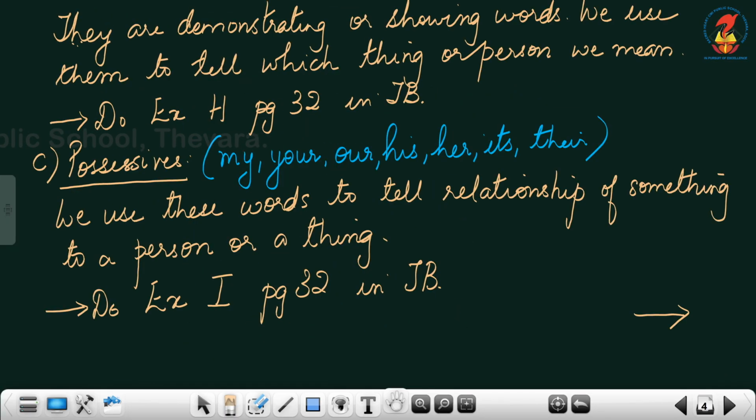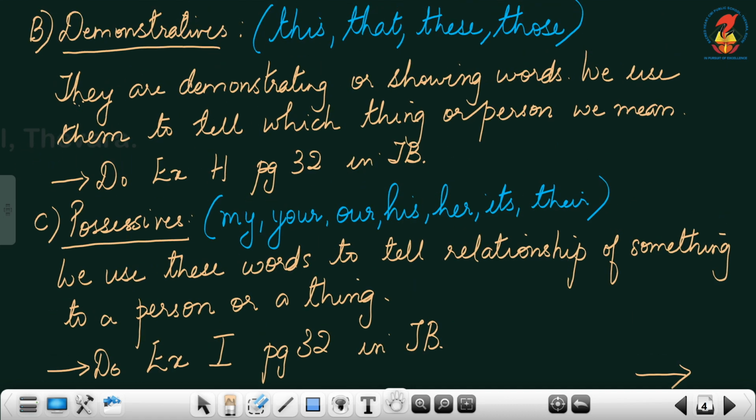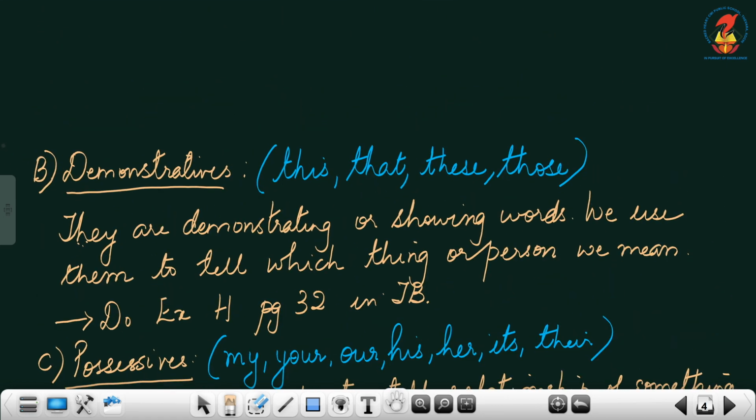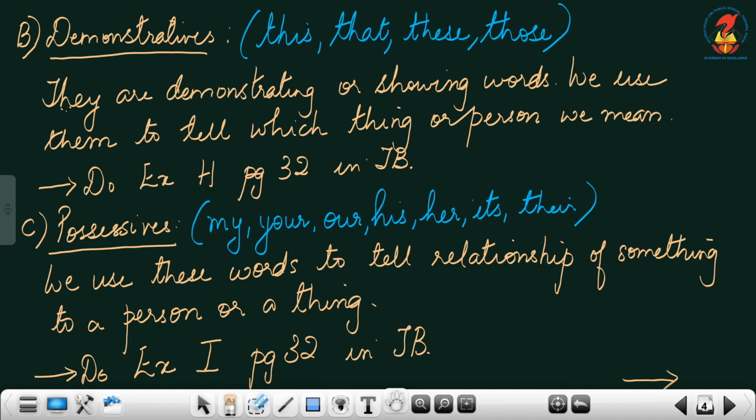Next we will be moving on to demonstratives, okay? Demonstratives are demonstrating something, they are indicating something. Now what are the determiners that come under demonstratives? This, that, these, or those. These are the words that are demonstrating or showing words. We use them to tell us which thing or person we mean. They indicate which thing or object we are talking about.